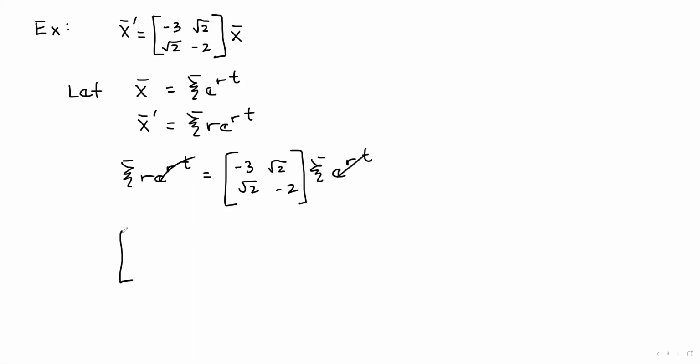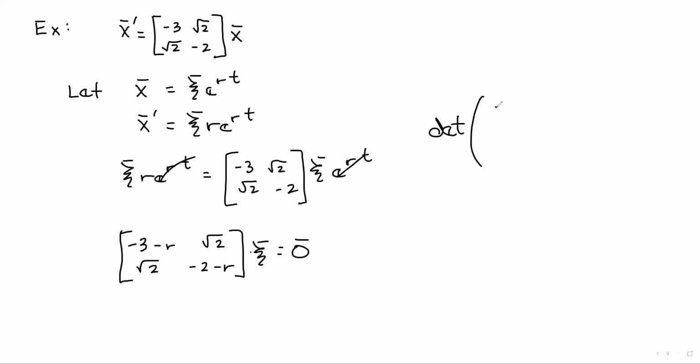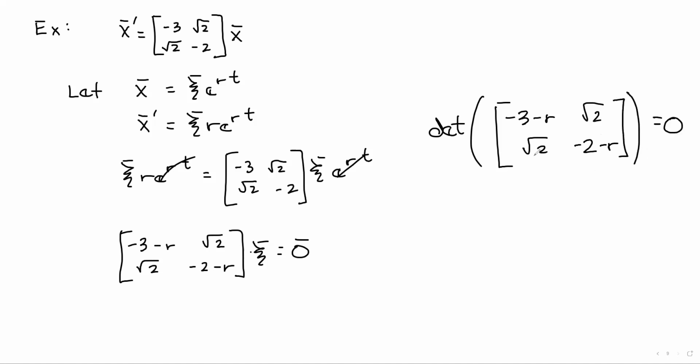And then we can go through and put this into our eigenform. So we're going to have the matrix negative 3 minus r, root 2, root 2, negative 2 minus r, times xi equals 0. And then we want the determinant of negative 3 minus r, root 2, root 2, negative 2 minus r to equal 0. So we're going to get negative 3 minus r times negative 2 minus r minus 2. Right, so take this times this minus this times that.